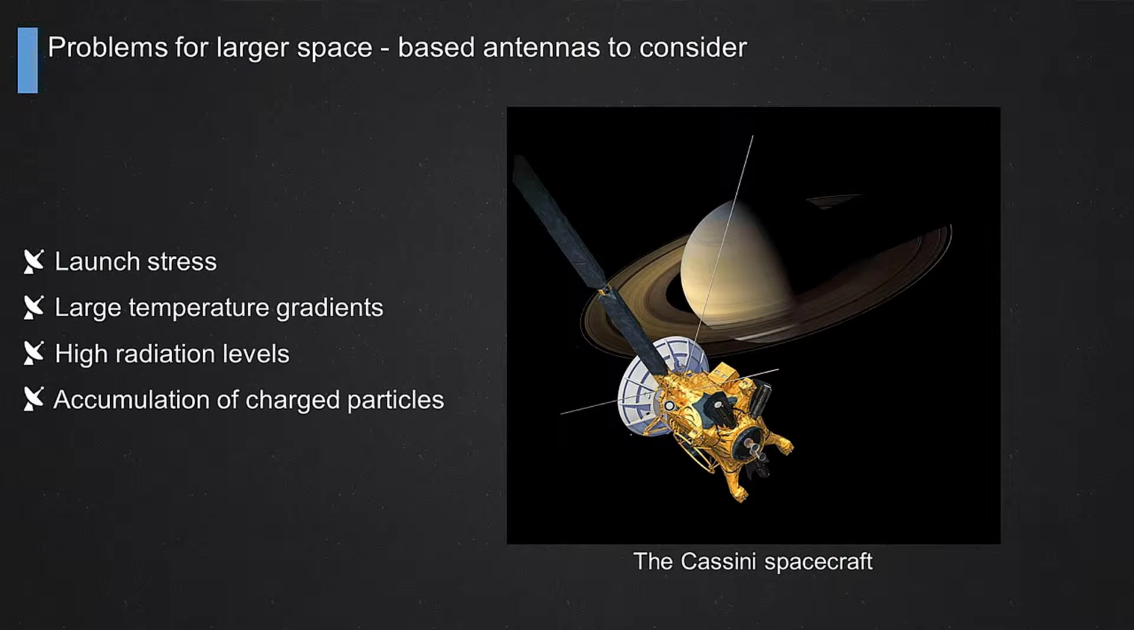So sometimes the antennas have to survive temperature ranges between -200 and easily plus 200. This is just an example. Of course, they have to stand all the stress of the launch phase, and also all the problems related to the space environment, such as radiation and the accumulation of electrostatic charges.